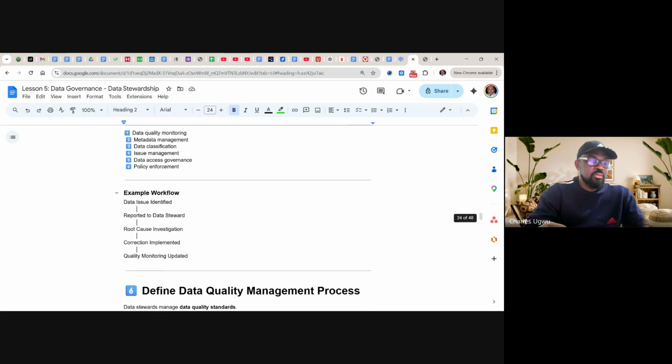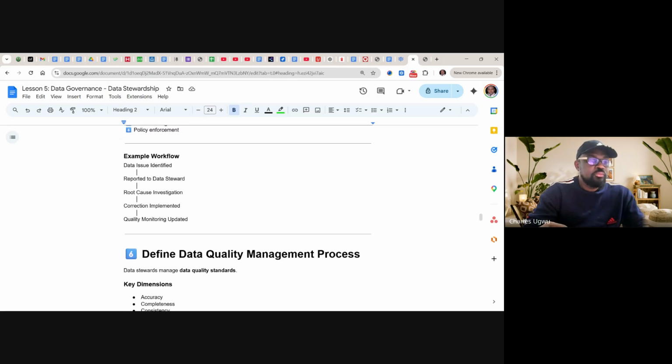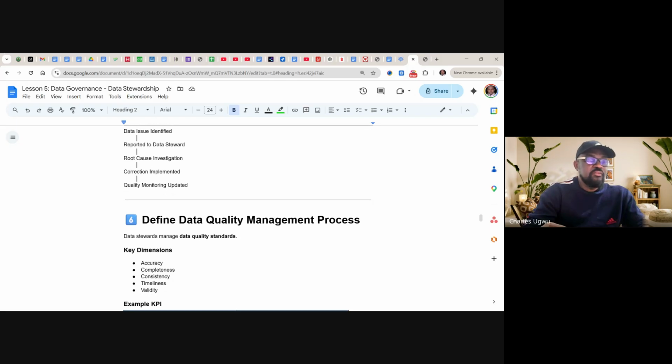And we'll have the example here. Under the workflow: data issue identified, reported to the data steward, and then root cause investigation, that's root cause analysis, correction implemented, and quality monitoring updated. So that is it. And then define the data quality management process.